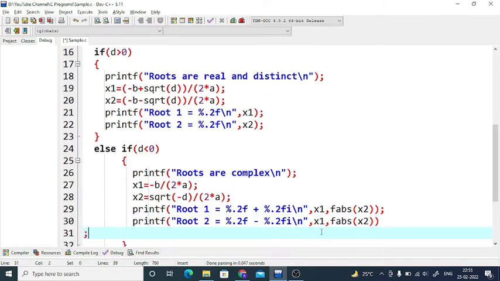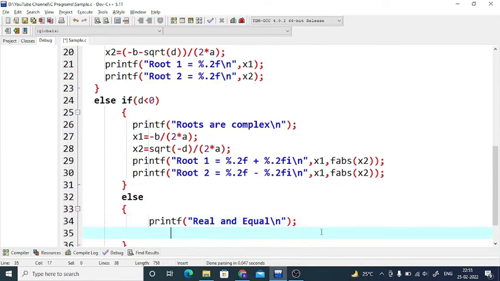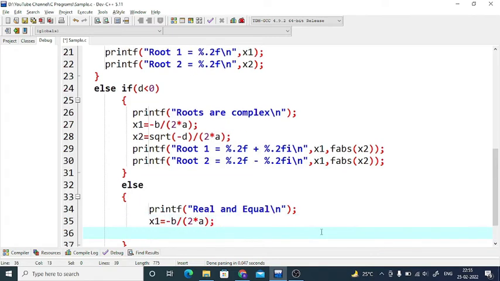Okay, so this should do the job for complex. Now the last part, that is real and equal, which is very simple. I can simply use x1. Now you can see b is 0, so I simply have minus b upon 2 into a as a single root. So I'm not going to print them as root 1, root 2 and all. I would simply say root equal to %.2f, and it will simply be printed as x1.